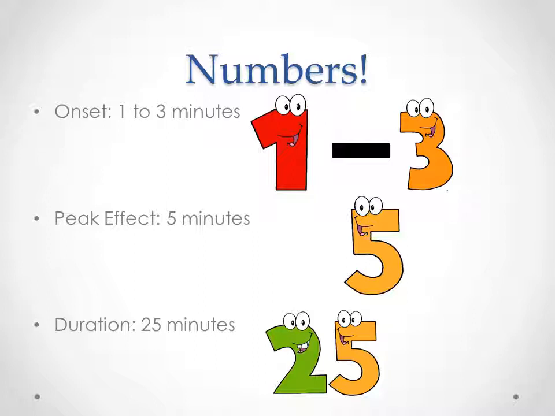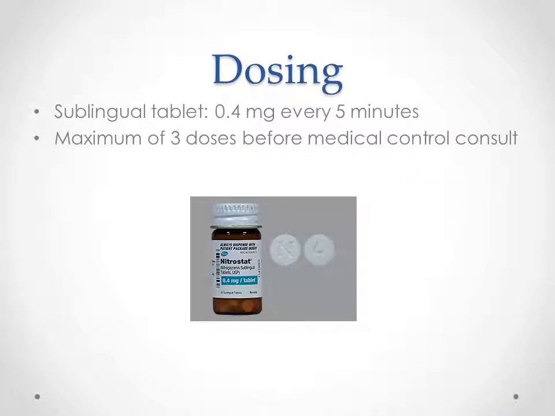With sublingual administration, onset is usually within 1 to 3 minutes with a peak effect of 5 minutes. Total drug duration is about 25 minutes. In Yosemite, nitro is carried as a sublingual tablet, 0.4 milligrams, that we can administer up to every 5 minutes. We can give a maximum of 3 doses before medical control consult.